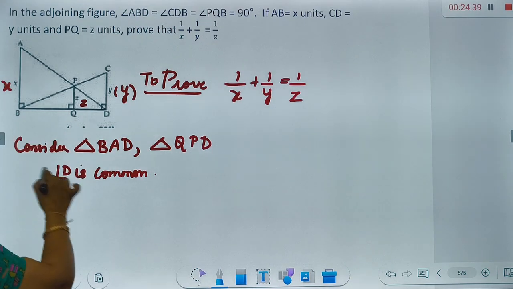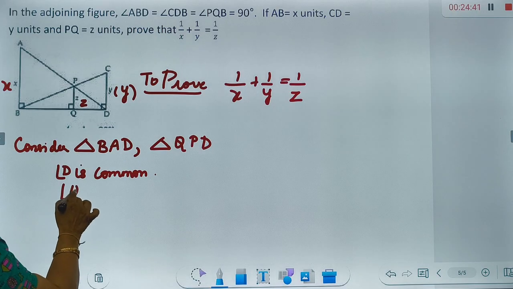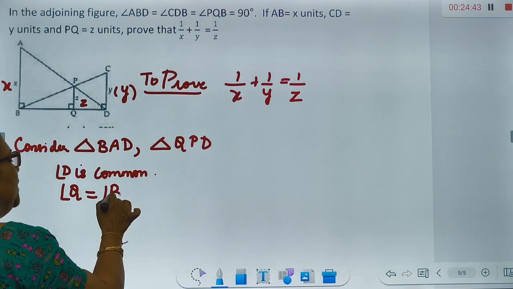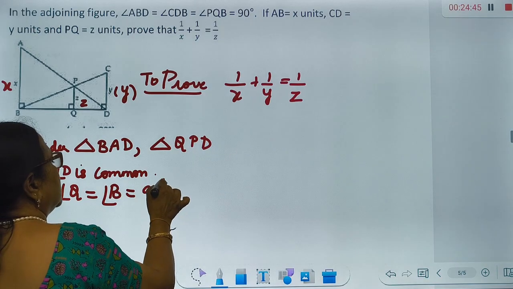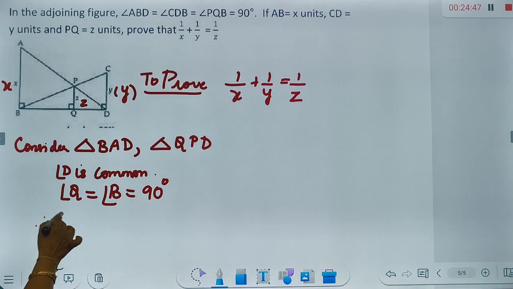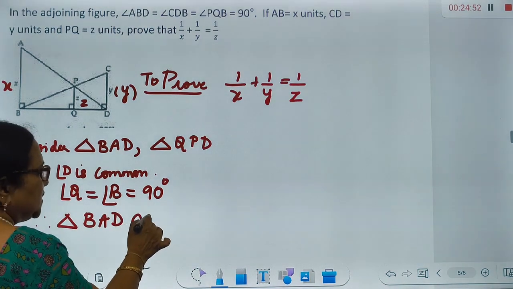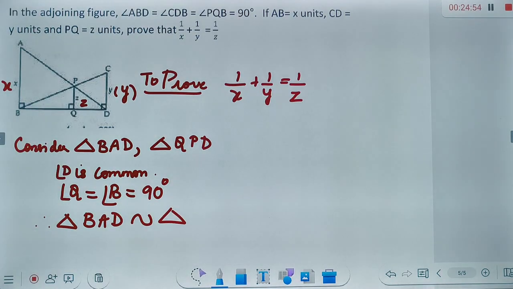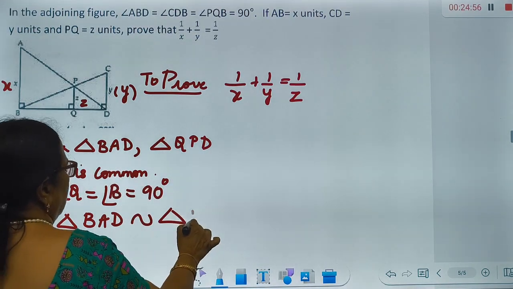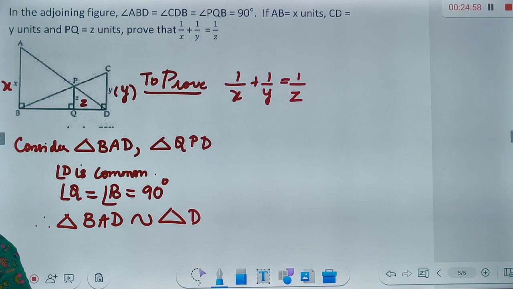Angle Q equal to angle B equal to 90 degrees. So by AA similarity, triangle BAD is similar to triangle... B corresponds to what? D. Okay.